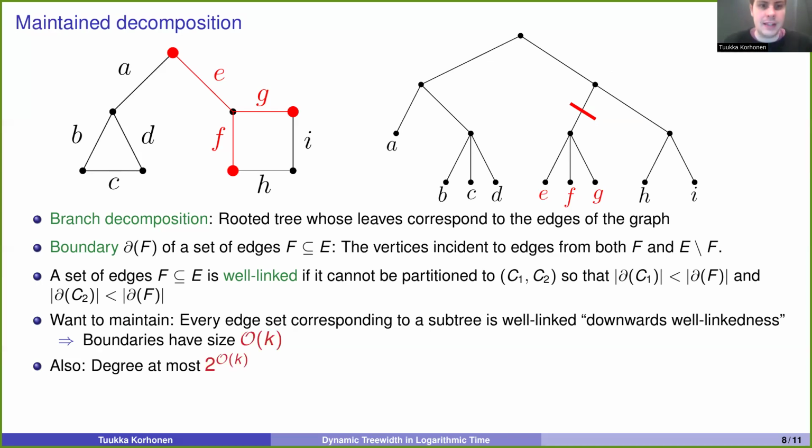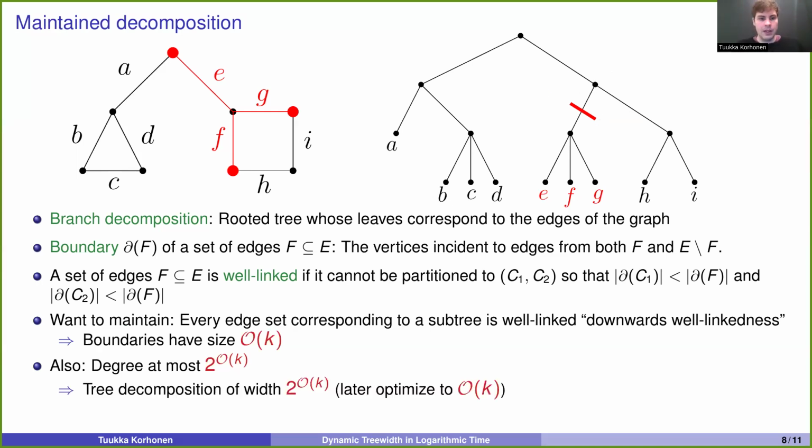We want to maintain that these bags are reasonably small. At this point we don't yet want a constant approximation, but we want to maintain that the degree of this branch decomposition is at most 2^O(k). So with this bag construction, this gives a tree decomposition with width 2^O(k), which in a later post-processing step will be optimized to just O(k).